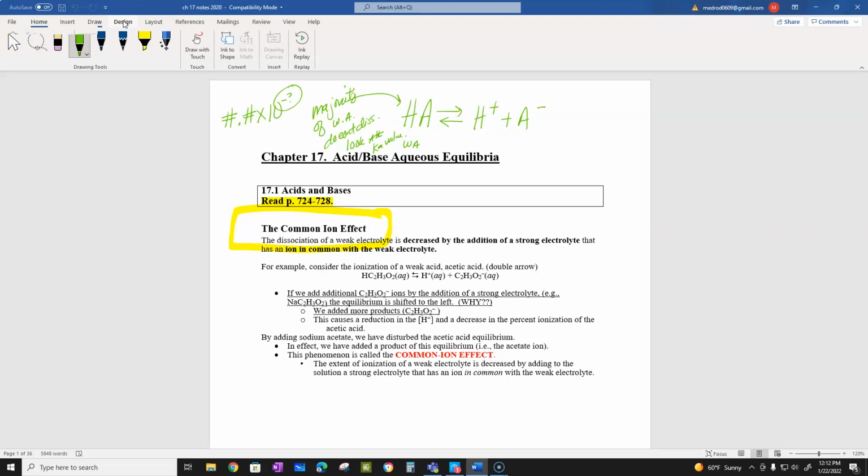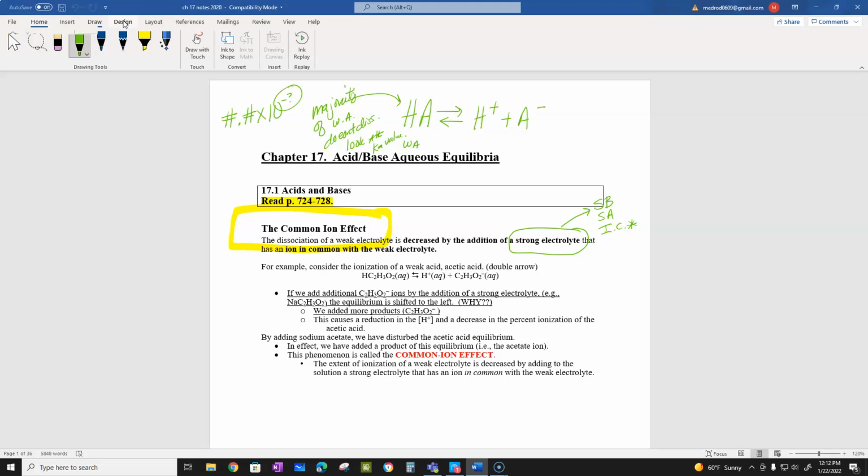So the point of the common ion effect, and that's why it's called the common ion effect, is that the dissociation of a weak electrolyte is decreased by the addition of a strong electrolyte. Let's keep breaking down this definition. A strong electrolyte was any strong base, any strong acid, and any ionic compound. And it's mostly the ionic compound that we're going to be doing, that has a common ion with that weak electrolyte.